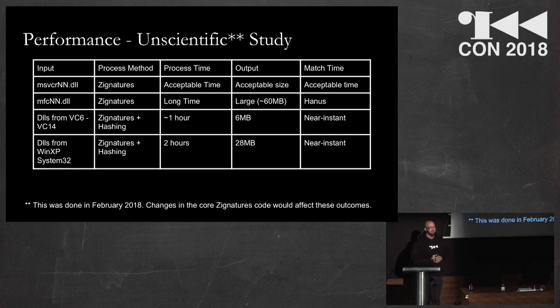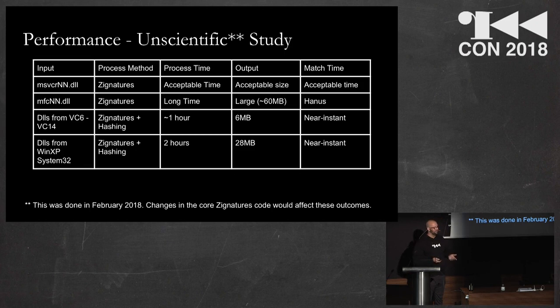So I took all of the redistributable libraries from Visual Studio that I had at the time, so I went from version 6 to 14, and ran the code over that and generated signatures, and I would start at the oldest library and move up to the newest one. And then against target files, I would start to use that. And the processing time took about an hour, so definitely still an upfront cost. However, the output was much smaller, and matching in a session against a target file was near instant, which was great.